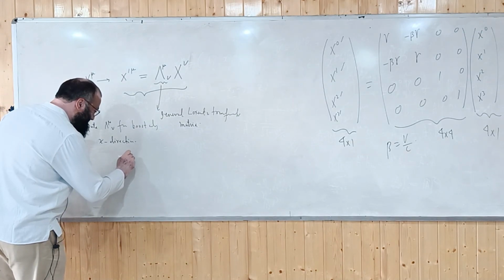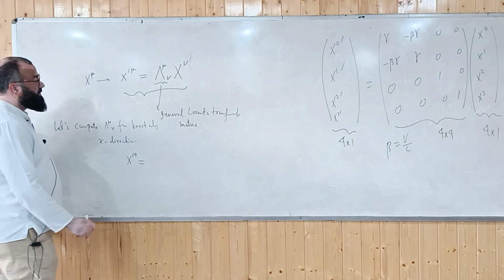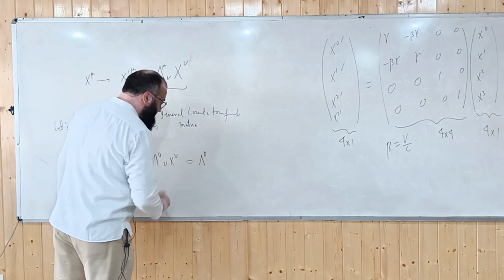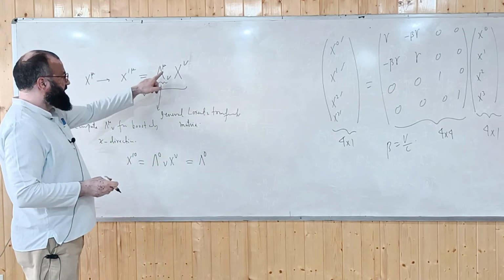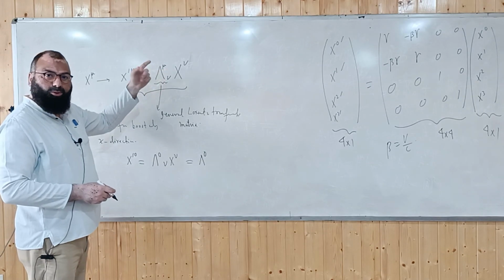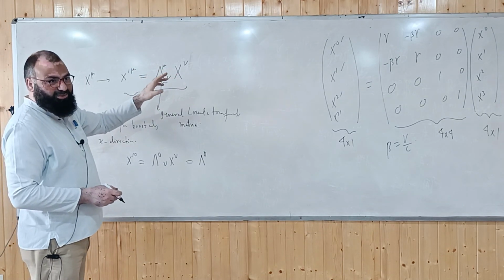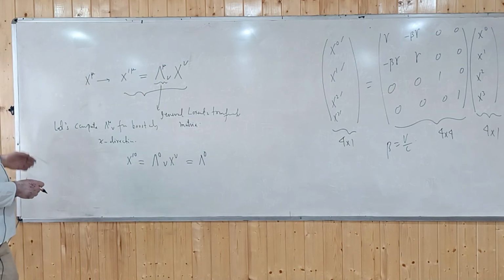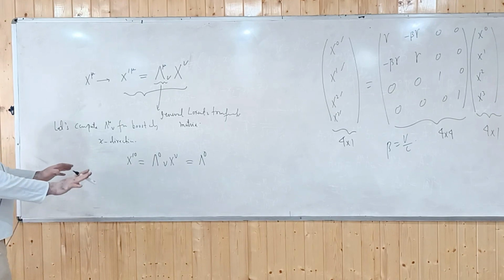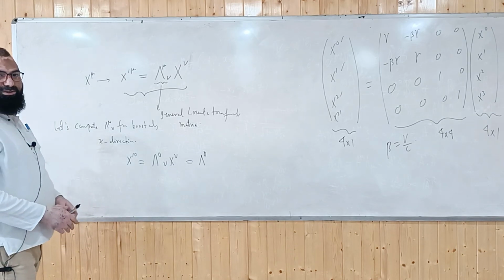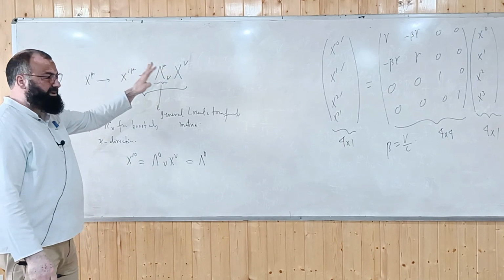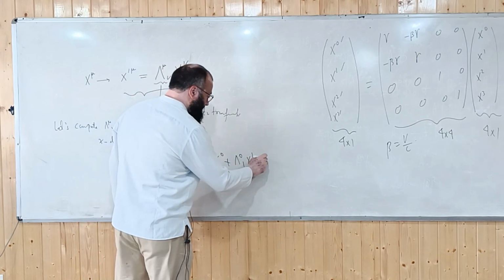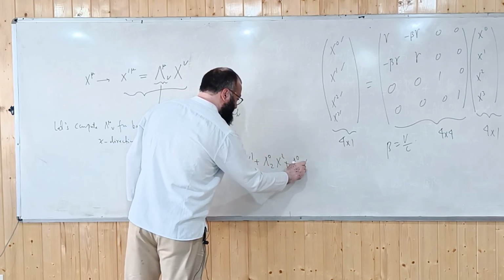So x prime 0, let's take the 0th component, is lambda 0 nu x nu. There is a sum. Most books put this index down, but older books put this mu a little deviated, just to differentiate between the row index and the column index. You can identify mu and nu with the rows and columns of a given matrix, but if you put more indices, it becomes a problem. So let's put them up and down. It is lambda 0 0 x 0 plus lambda 0 1 x 1 plus lambda 0 2 x 2 plus lambda 0 3 x 3.